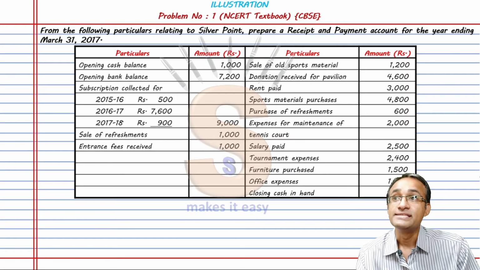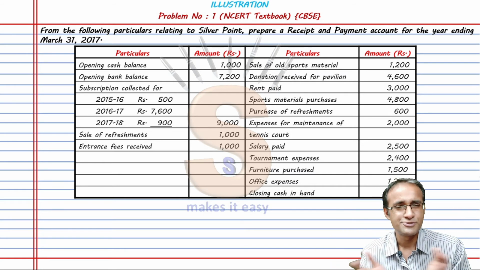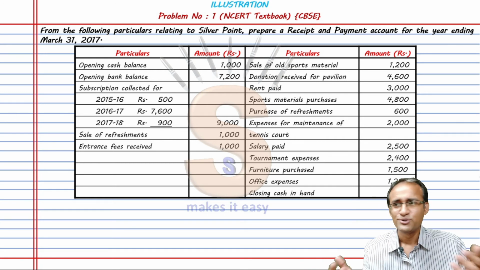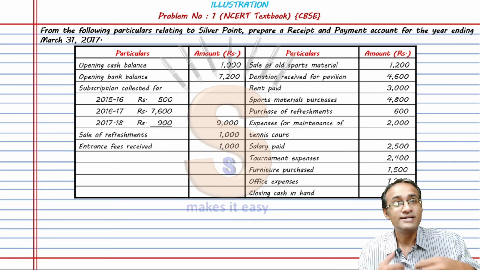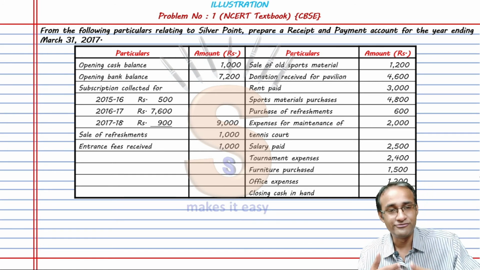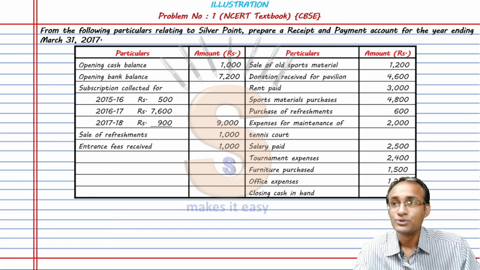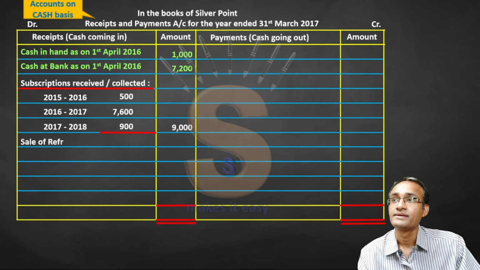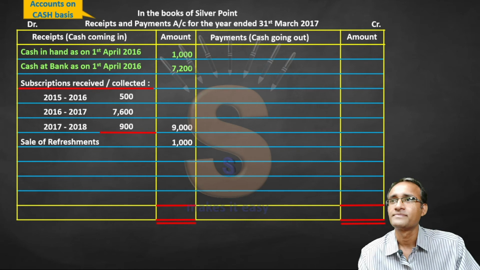Next, sale of refreshment. See, it's a sports club. स्पोर्ट्स क्लब में स्पोर्ट्स खेलने के बाद थकते रहेंगे तो जूस, समोसा, वड़ा पाव, टी, कॉफी, ओके, रिफ्रेशमेंट. So when the refreshment is sold from the canteen, money comes in, तो पैसे आते हैं. तो रिसिप्ट साइड पे sale of refreshment, आप कुछ भी बेचो पैसे आएंगे, 1,000.